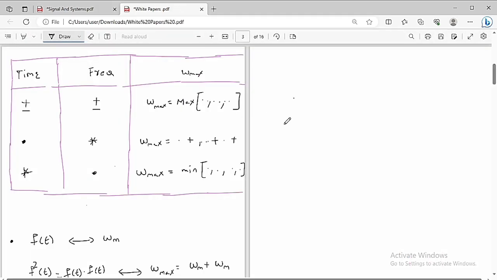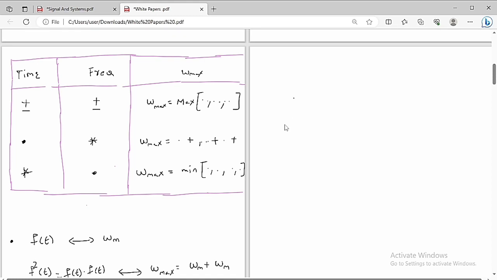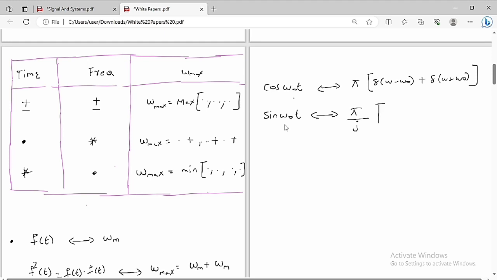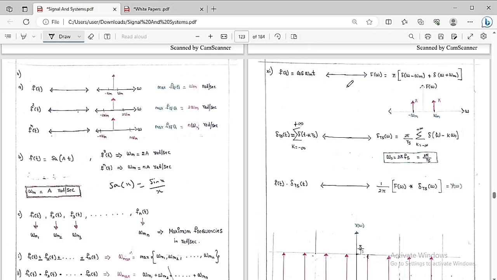I've already told you, right? Let me write those formulas so that you can easily understand. For cos omega naught t, the Fourier transform is pi into delta of omega minus omega naught plus delta of omega plus omega naught. Suppose sine omega naught t, what is the Fourier transform? Pi by j into delta of omega minus omega naught minus delta of omega plus omega naught. I've already told you this point: you have to keep an extra j here and plus becomes minus. So, in place of omega naught, I have replaced omega naught by omega m. This is the thing we got.